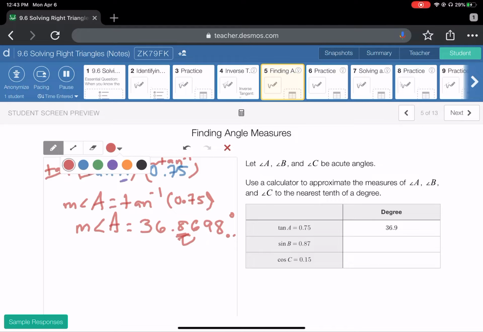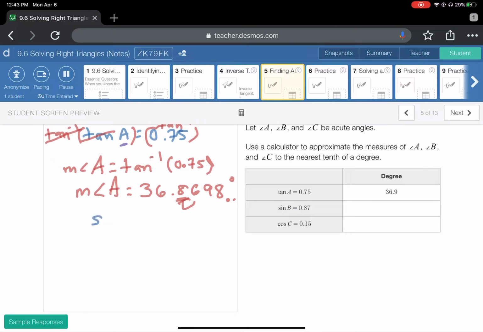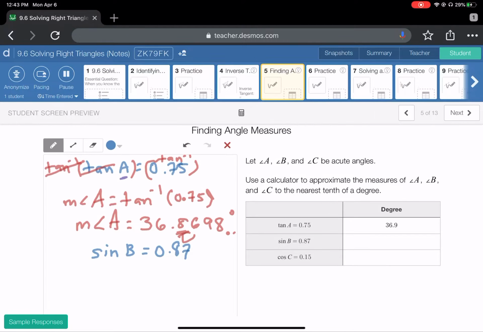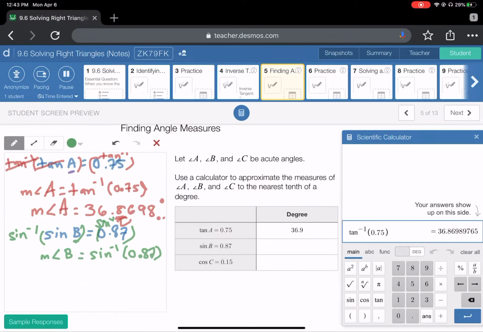All right, let's go ahead and try the next one. So what I'm looking for now is angle B, and I know that the sine of B is equal to 0.87. Okay, so easiest way to do this, because I have sine of an angle that I don't know, I'm going to be doing the sine inverse, the inverse of that to both sides. So then I know that the measure of angle B is going to be equal to the sine inverse of 0.87. Okay, we put that into the calculator.